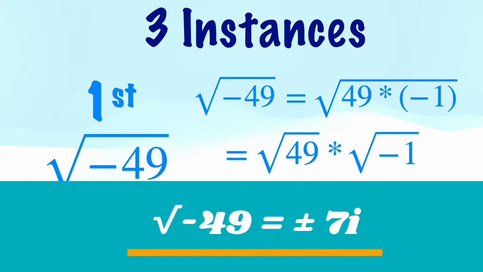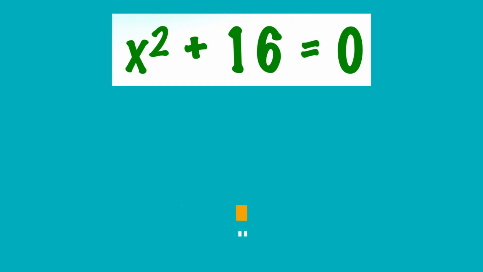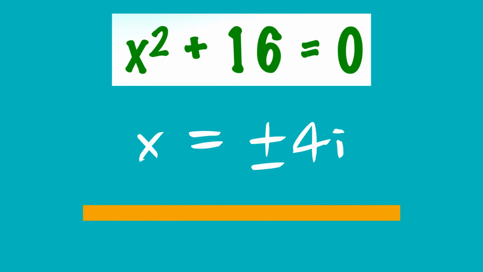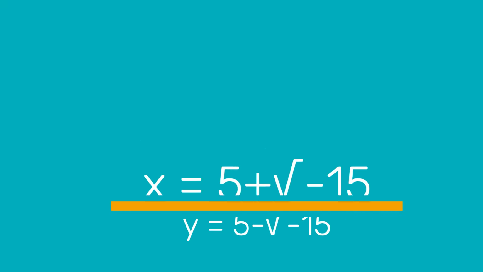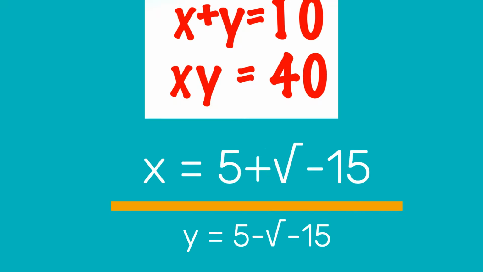Square root of minus 49 equals plus or minus 7i. x squared plus 16 equals 0 has the solution of plus or minus 4i. And the last one is the popular problem was solved by Cardan with the solution 5 plus square root of minus 15, and 5 minus square root of minus 15. But he discarded, saying that these numbers are useless.